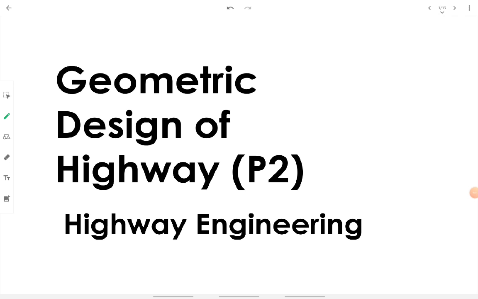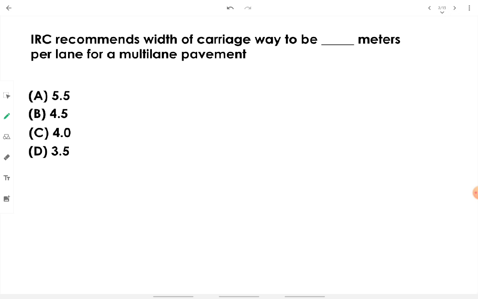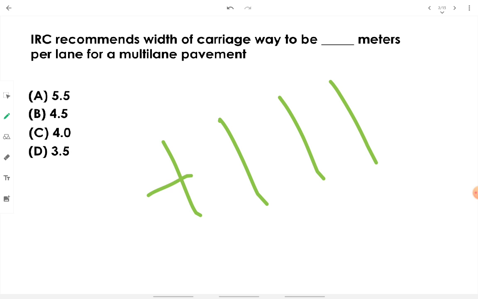So let's talk about geometric design of highway, and the subject we are talking about is highway engineering. First question in front of us is saying IRC recommends width of carriageway to be fill in the blank meters per lane for a multi-lane pavement. For multi-lane pavement the per lane width required by IRC is 3.5 meter.